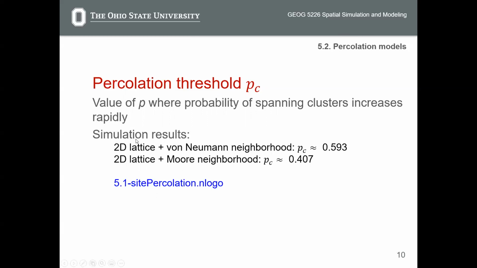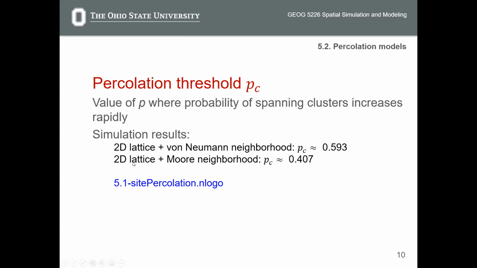Based on simulations for a 2D lattice using Von Neumann neighborhood, the pc value is approximately equal to 0.593, which means that if the proportion of occupied cells is around 0.6, then it's very likely to find spanning clusters on this lattice.